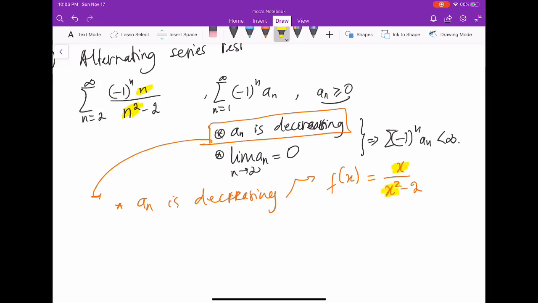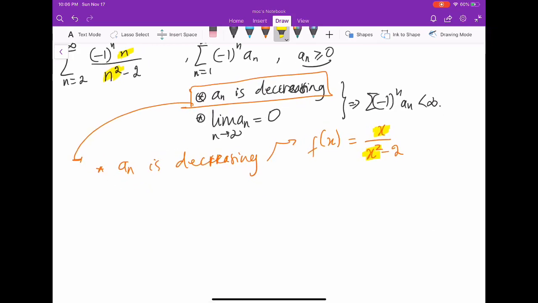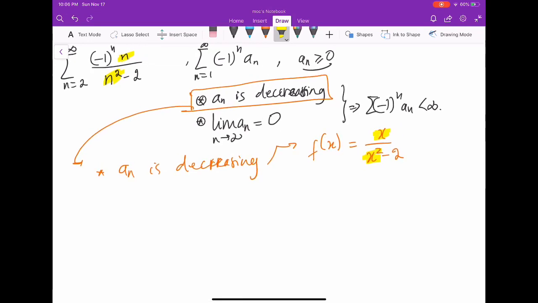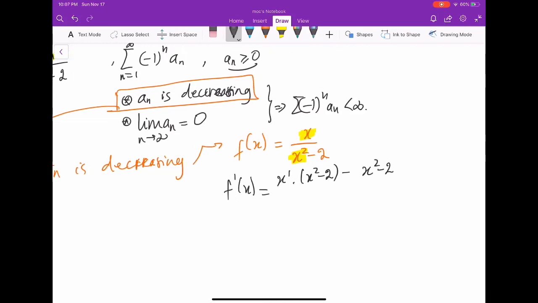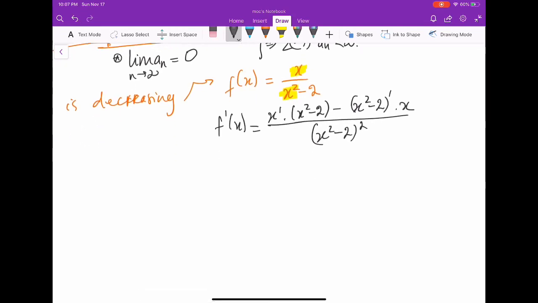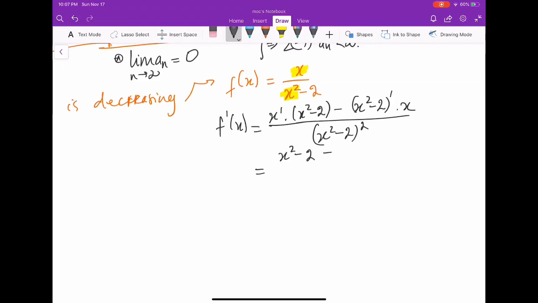We can prove that this function is decreasing, which is equivalent to saying that the derivative of this function is negative for big enough x. Again, we just care about big enough x. So let's find the derivative of this function. We use the quotient rule: x derivative times (x squared minus 2) minus (x squared minus 2) derivative times x, over (x squared minus 2) squared. The x derivative is 1, so I have x squared minus 2 in here, and this derivative is 2x times x, over (x squared minus 2) squared.